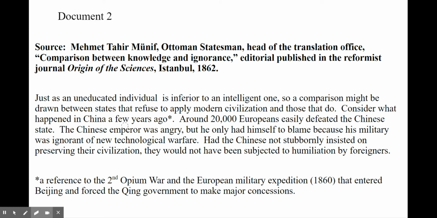Consider what happened a few years ago in China. Around 20,000 Europeans easily defeated the Chinese state there. And of course, he's referencing the Second Opium War. The Chinese emperor was angry, and he only had himself to blame because the military was ignorant of new technological warfare. Had the Chinese not stubbornly insisted on preserving their civilization, they would not have been subjected to humiliation by foreigners.